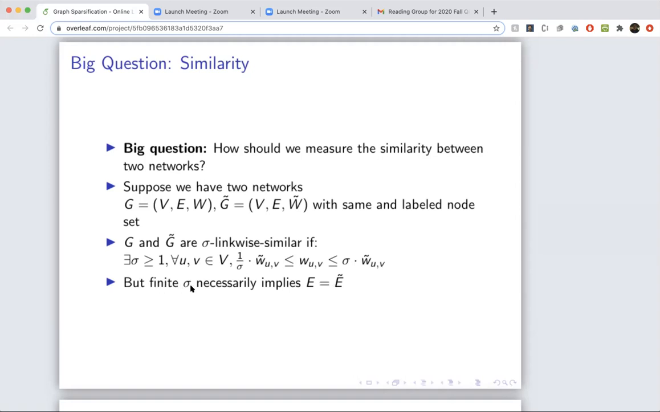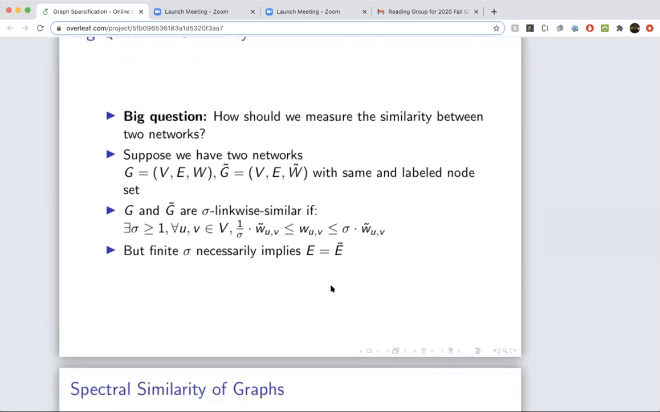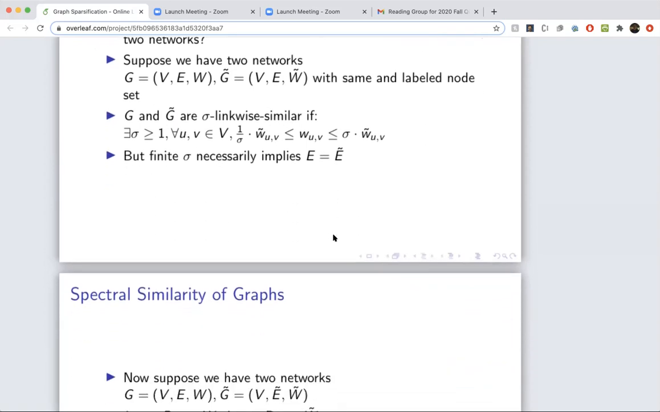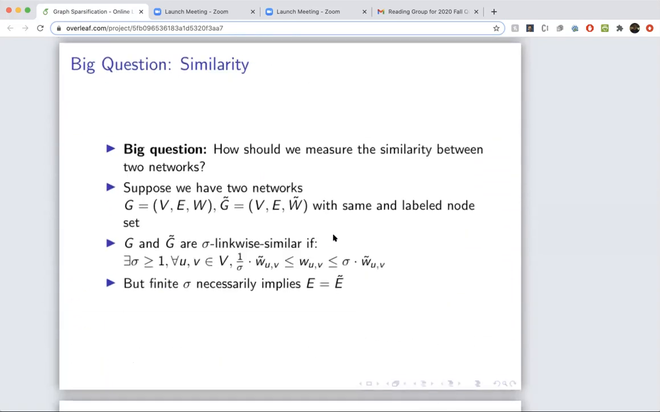So the thing is, this definition seems to work relatively well, but only when the edge set of G and the edge set of G tilde are equal to each other. We have this requirement that for every edge in G, we should be able to compare it to an edge in G tilde, and that's a little restrictive. Hold on. I need to understand the notation just a little bit more. Okay. So G tilde has V, E, and W tilde?